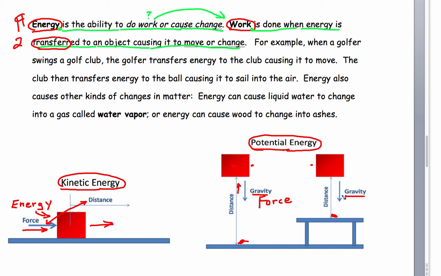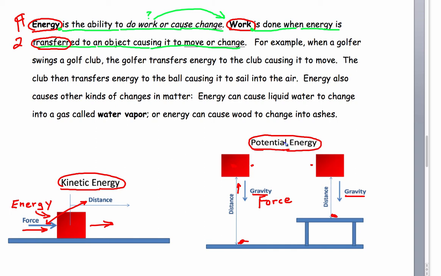The energy that I'm holding in the book is transferred to the book. Gravity acts on it, and the book moves. The book moves not because gravity is energy, but because I've given the book energy by holding it up above the ground. So, and don't get too hung up on all of this.